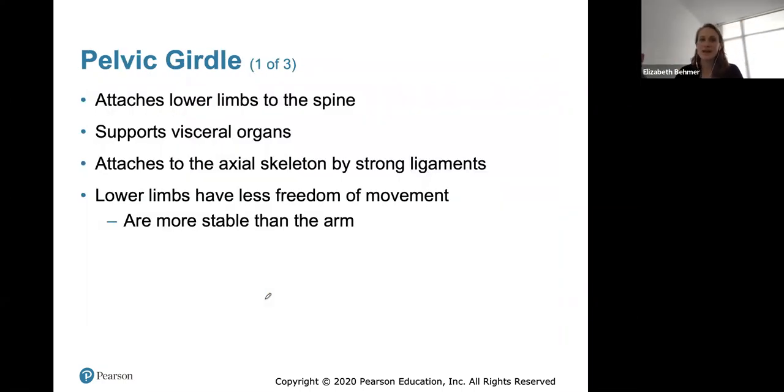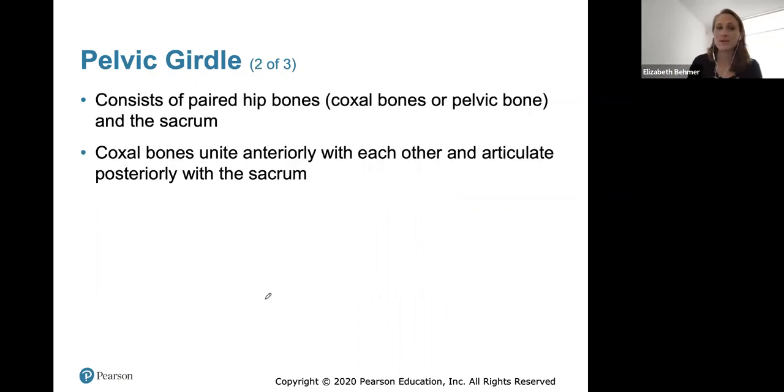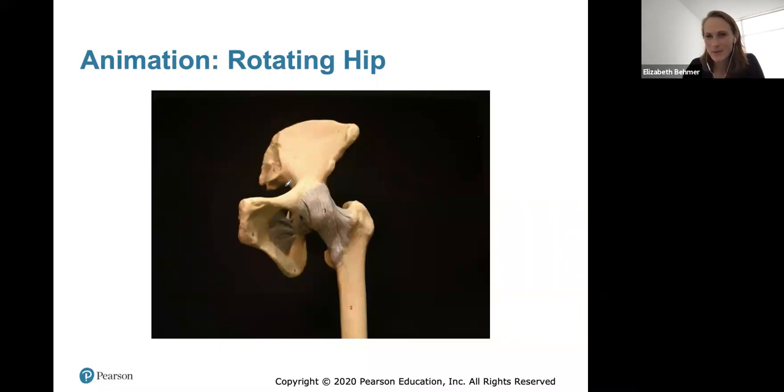So the pelvic girdle then attaches the lower limbs to the spine. It supports visceral organs. It attaches to the axial skeleton by strong ligaments. The lower limbs have less freedom of movement and are more stable than the arm. The pelvic girdle consists of paired hip bones, which are also called your coxal bones or pelvic bone, and the sacrum. And your coxal bones unite in the front anteriorly with each other and unite in the back posteriorly with the sacrum. So here's a rotating hip animation.